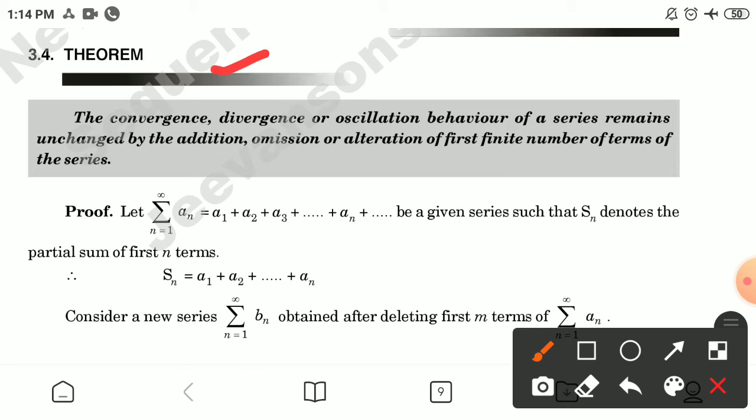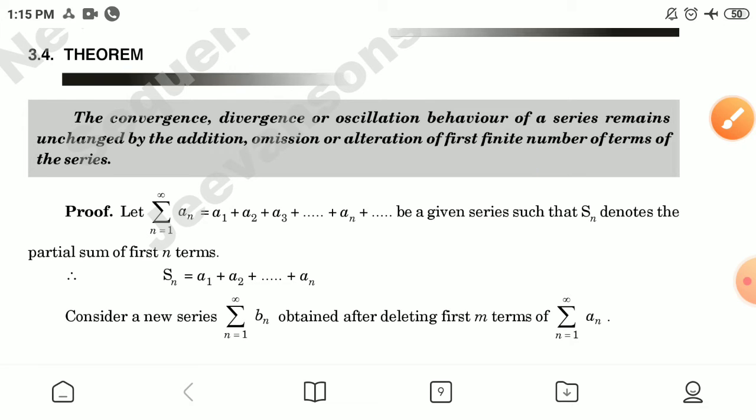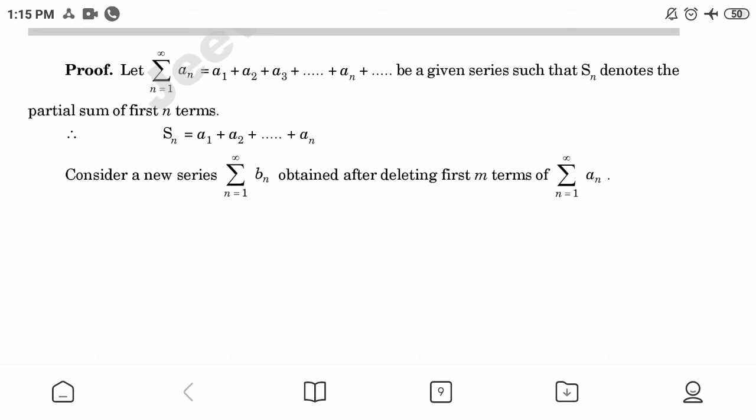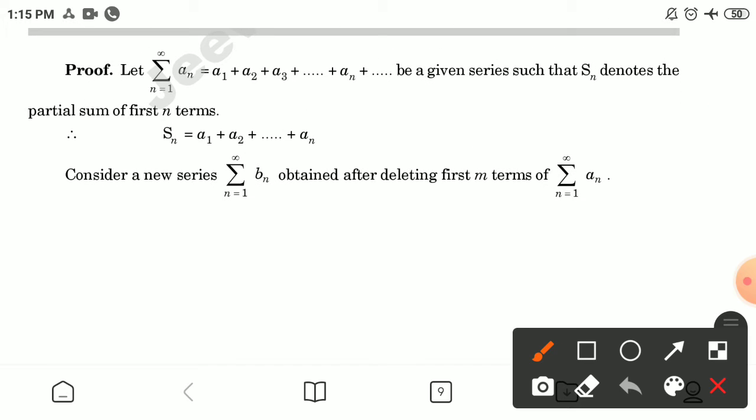Now, the next theorem: the convergence, divergence or oscillation behavior of a series remains unchanged by the addition, omission or alteration of a finite number of terms of the series. For the proof, let summation an, n is from 1 to infinity, equal to a1 plus a2 plus a3 plus so on an, be a given series such that Sn denotes the partial sum of first n terms. Therefore, Sn can be written as a1 plus a2 plus so on an.